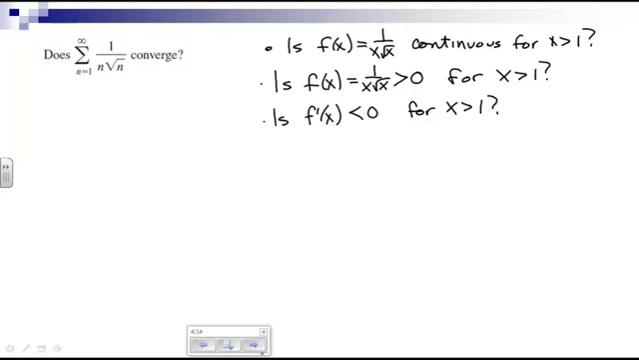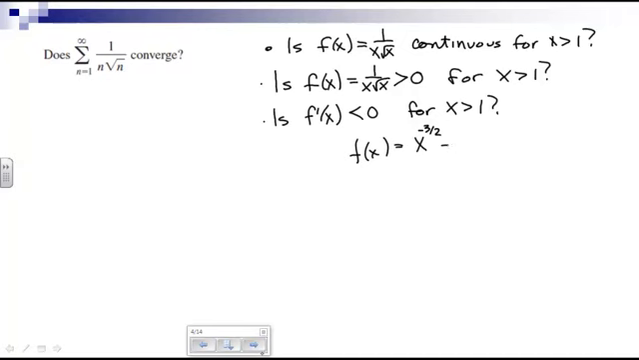That's our question, is it decreasing? So the first one, is it continuous? Is it positive for all values of x greater than 1? Is it decreasing? Is the first derivative always negative? I think we need to do a little bit of work here before we can do this. If f of x is x to the negative 3/2 power, I think, yes.